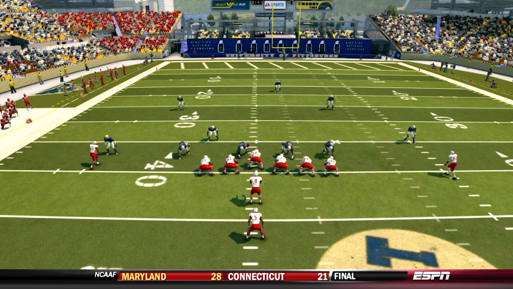Alright guys, as you can see, NCAA 14 here on the channel, courtesy of the PS3 emulator.